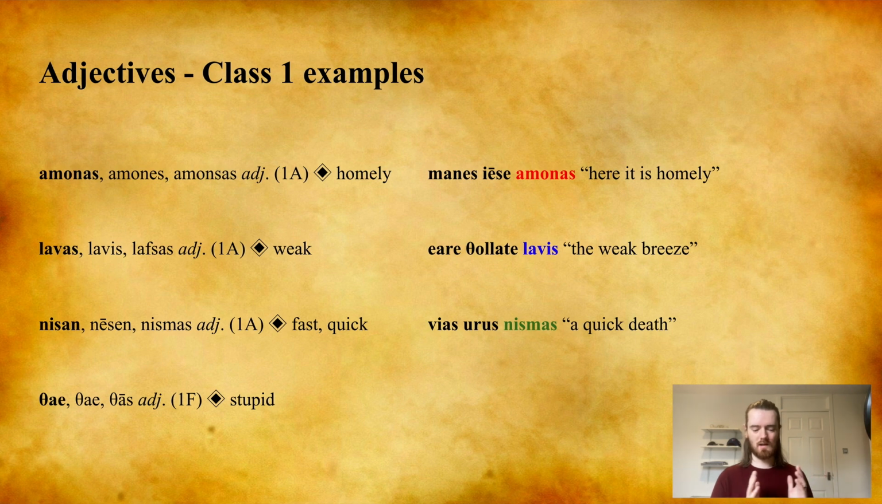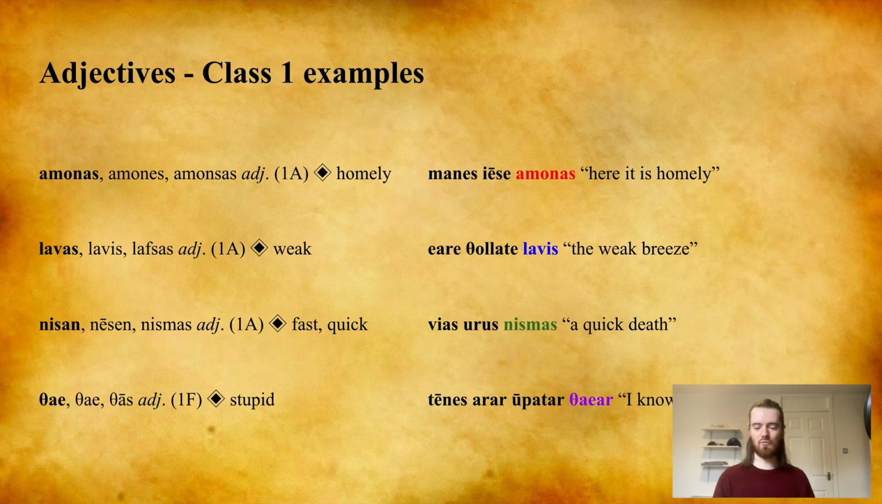Well, the animate and the inanimate have tha with a short a, and we would expect as, being the class 1 adjective ending in neuters, to be added onto the end, which is precisely what's happened here. So the tha from the stem and the as from the ending have merged, which is why we have a long a sound in the neuter, which gives us the stem tha.